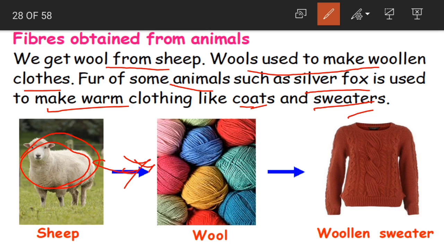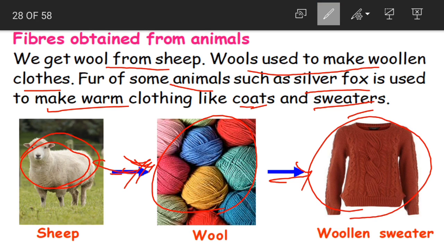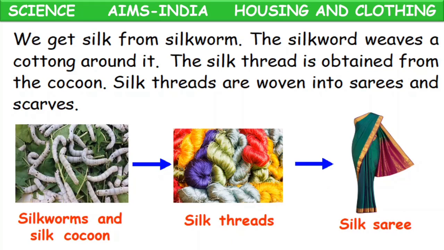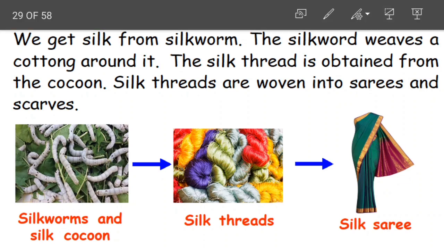Okay children, see here. The sheep fur is used to make wool, from which we have made a woolen sweater. Clear? So we can use wool in different ways, in mats also, even wool sweaters, wool scarves, so many. Okay children, now we get silk from the silkworm.